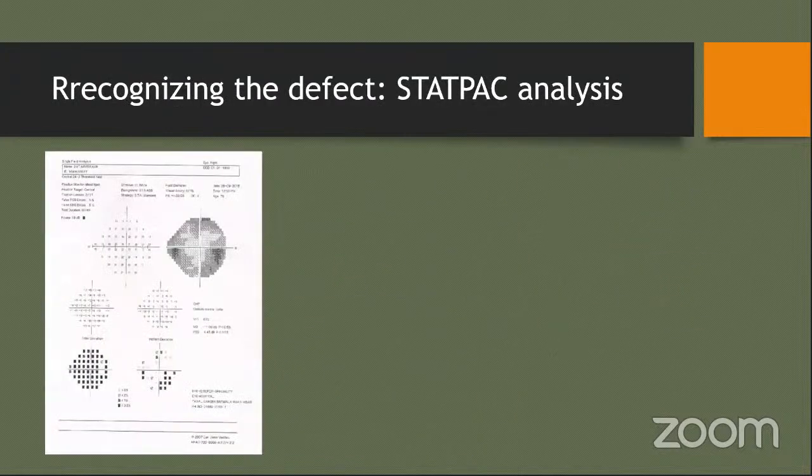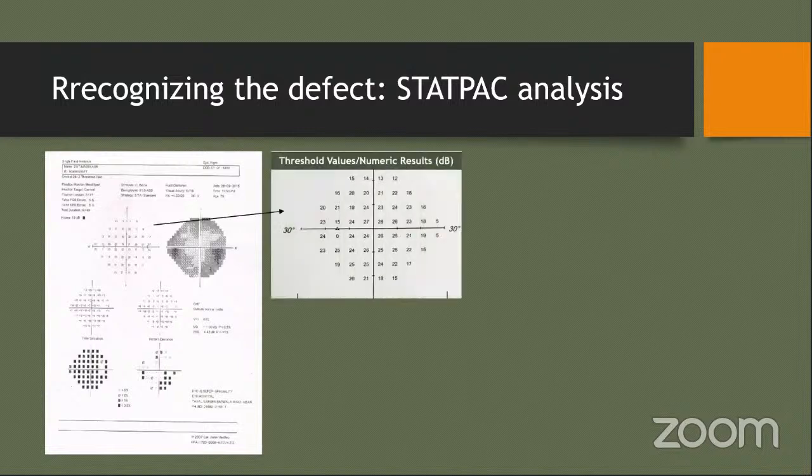Once we have checked our reliability indices, then we have to recognize the defect. For this, we have the StatPac analysis, in which first we look at the threshold values. Usually we do not evaluate these values in the first go, but when we have to see some particular point, then we come back and see this. So these are basically the numbers in this deviation plot.